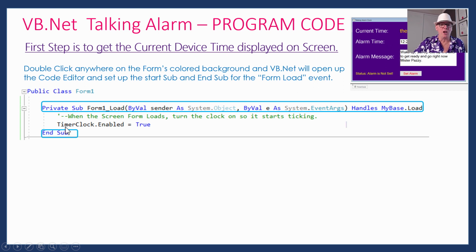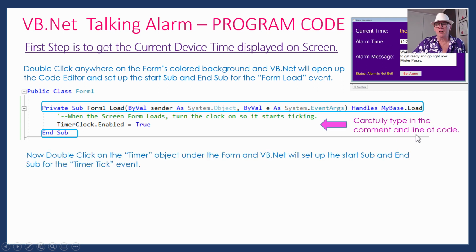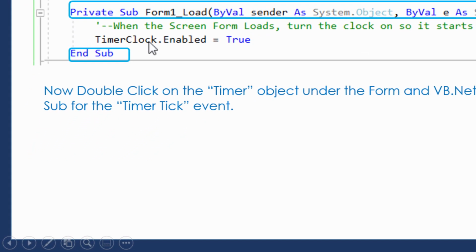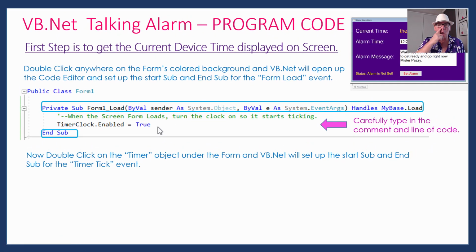Now we're going to need this code in here. So you carefully type in this line of code here, timer clock. That was the name of our timer, remember? We called it timer clock. And we have dot enabled equals true. So it's like we're turning the clock on, okay?